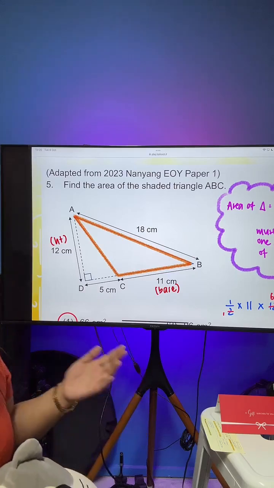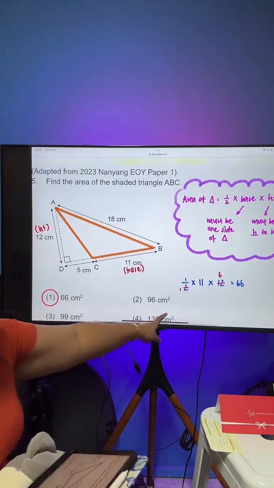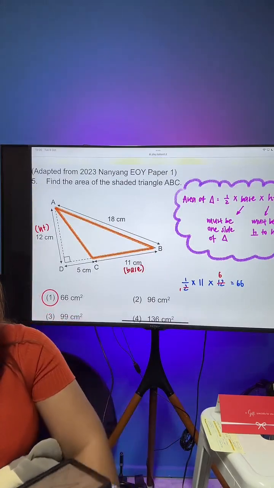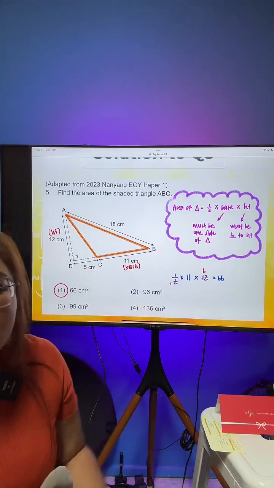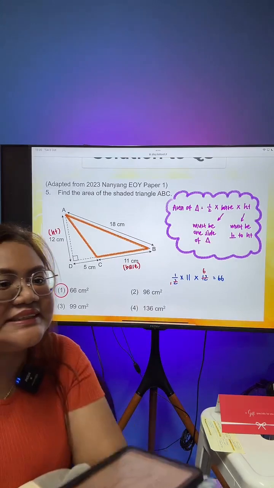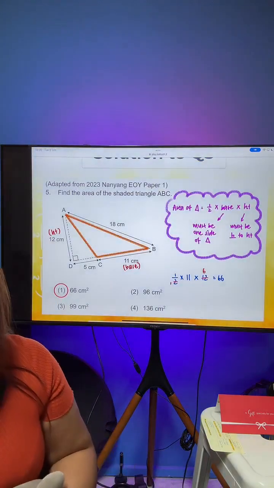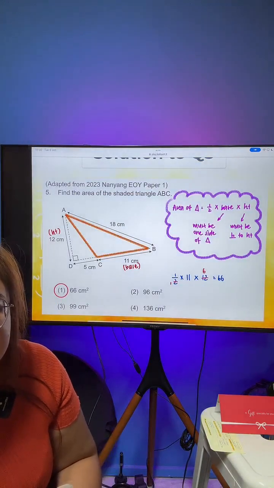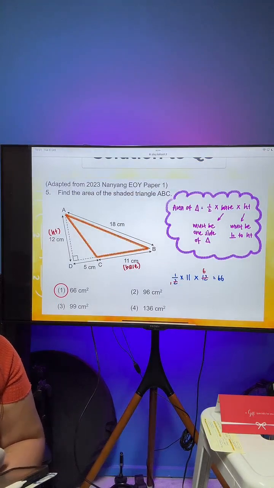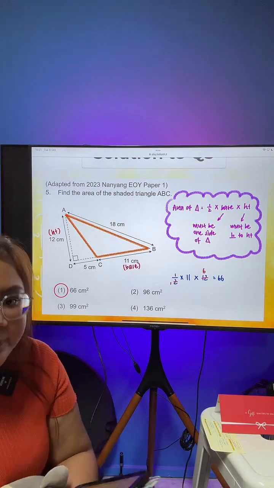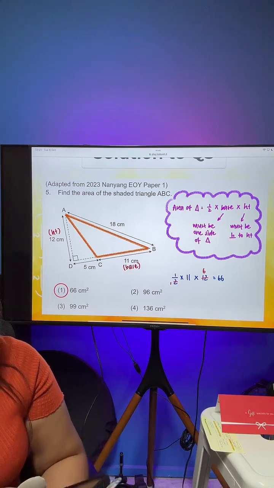So that will be half times 11 times 12. And you can actually cross cancel the 2 from the 12 to give you 6. 12 divided by 2 is 6. And that will give you 66. All good? So the final answer is 66. Got it? This is something that you have learned probably in semester 1, so this is a quick recap for you. Half base height gives you the area of triangle ABC.